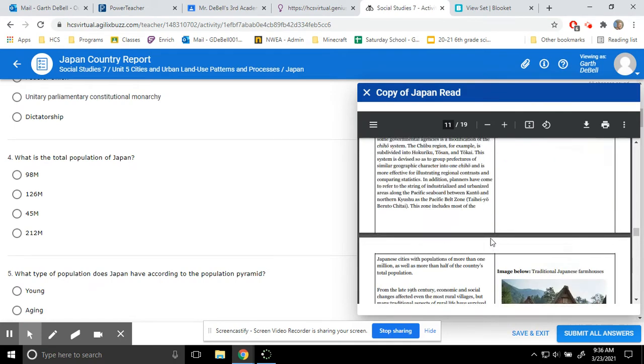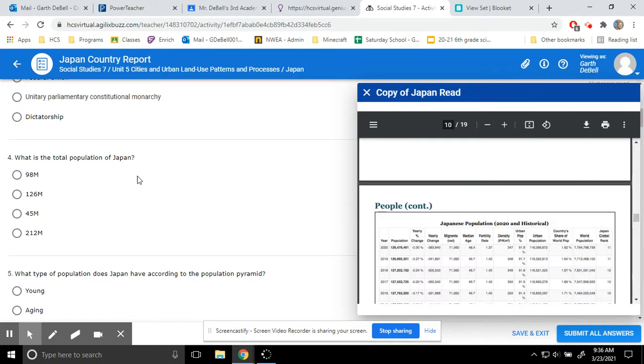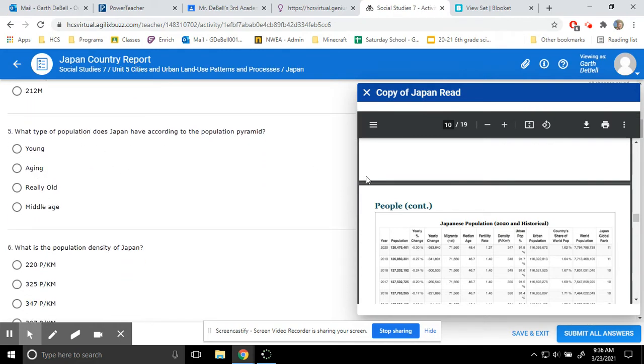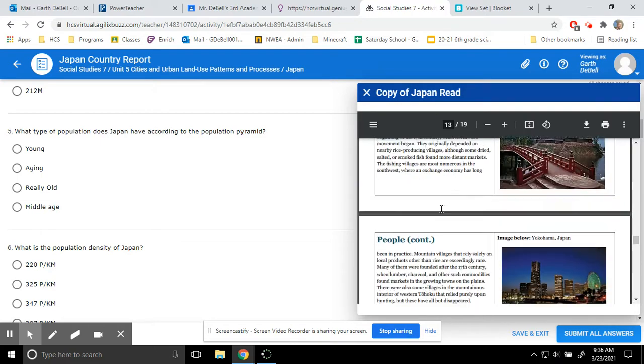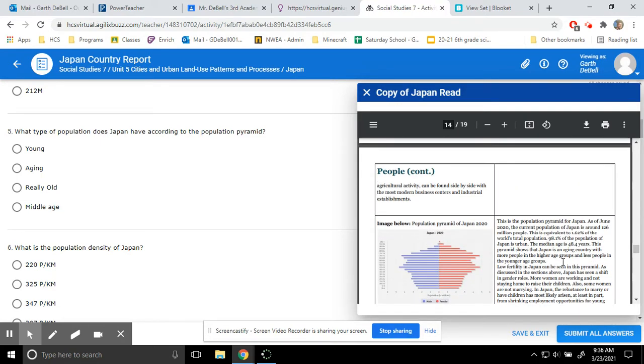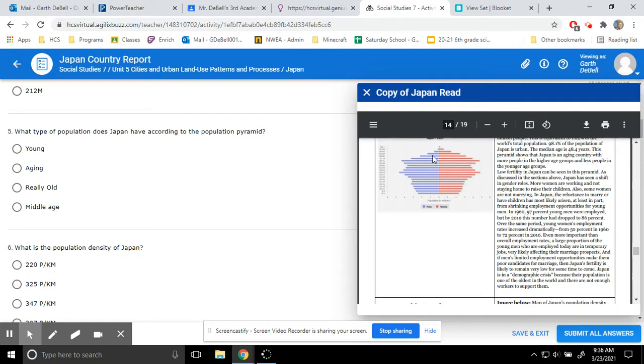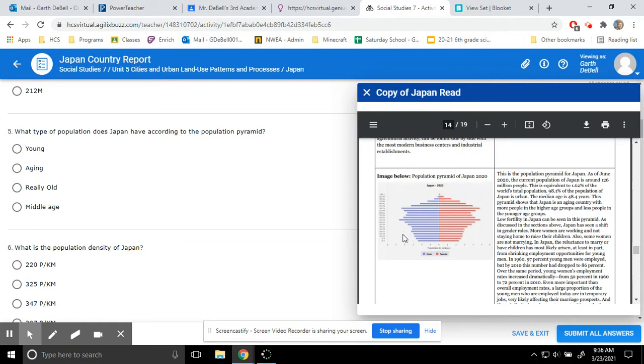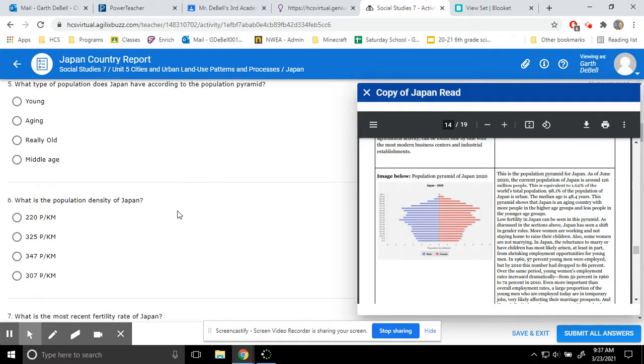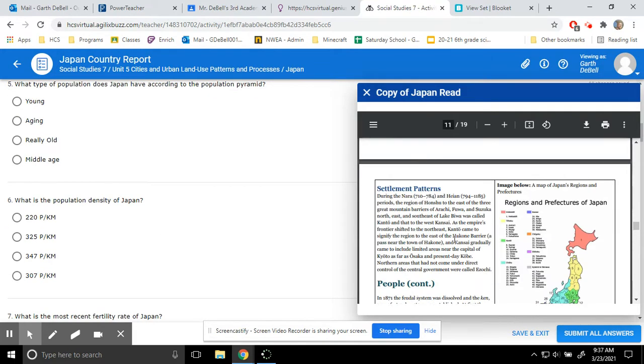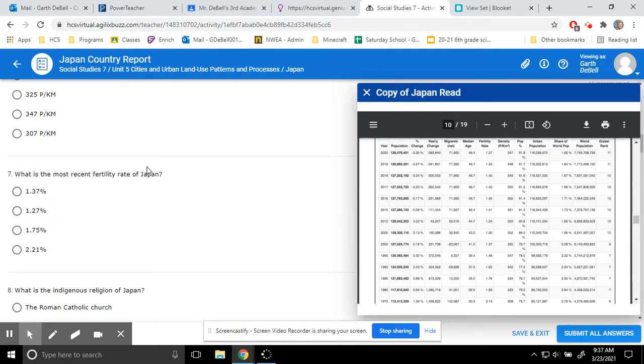Total population of Japan, you're going to find that up here in this population chart. The type of population according to the population pyramid, you just come down here to the population pyramid and read this section. It's got a lot for Japan. And you can also look at the pyramid. You can kind of see that it's not very wide at the base. It's actually wider here in the middle range than it is at the base. So that's going to cause issues in a few years, but read this. It'll give you the information you need to really answer this question here. Population density, again, is going to be back up here on this chart. Same thing for fertility rate.